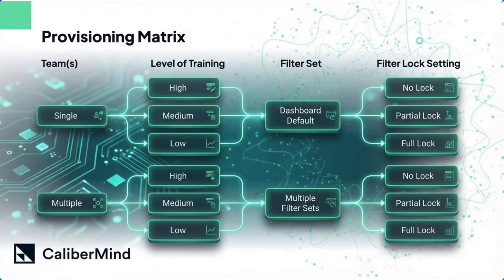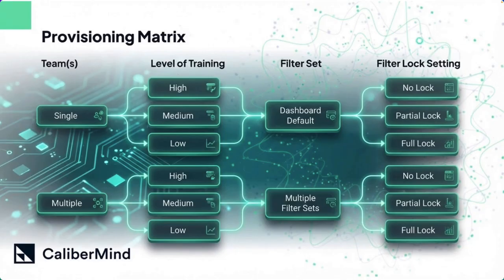As you can see here, we have a provisioning matrix, which is showing you when you have a single team and you have a high, medium, or low level of training, you're going to be using a single filter set, the dashboard default. And then based on their level of training, with high, you would do no lock for the filter lock. With medium, you would do a partial lock. And with low, you would do a full lock.